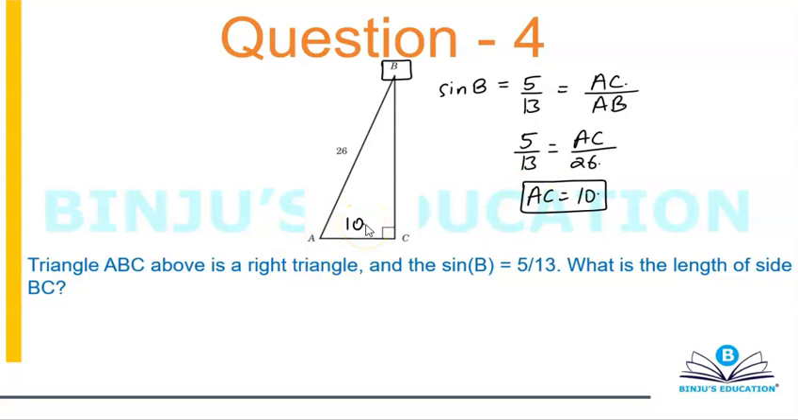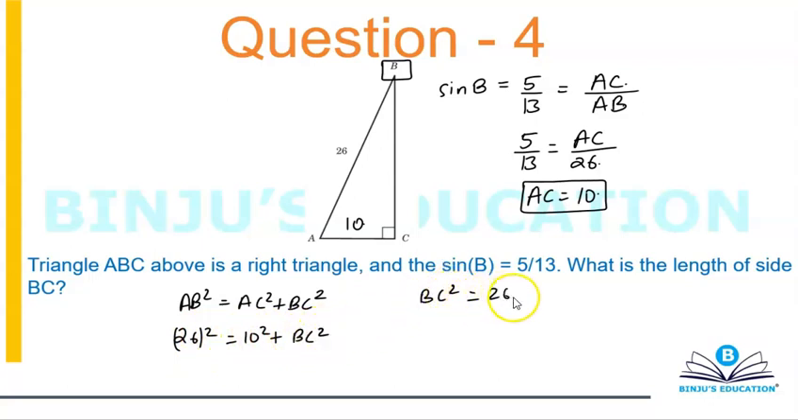Now you need to calculate BC, so for that you need the Pythagoras theorem. So you can say that AB square will be equal to AC square plus BC square. So 26 square is equal to 10 square plus BC square. So BC square is equal to 26 square minus 10 square. Now 26 square minus 10 square is in the form of A square minus B square. So this is like A plus B into A minus B.